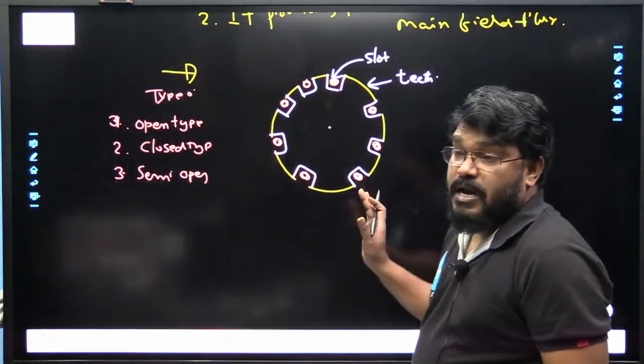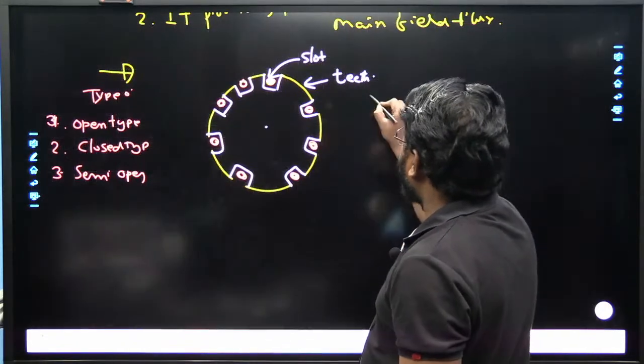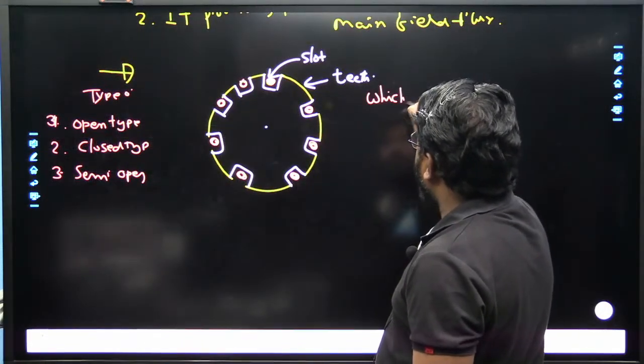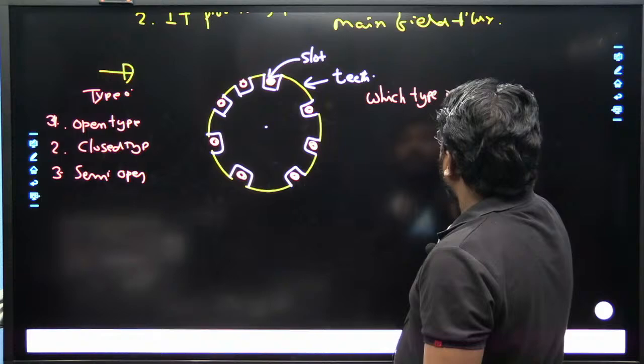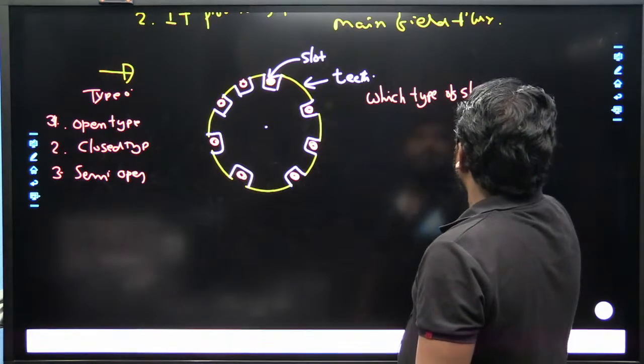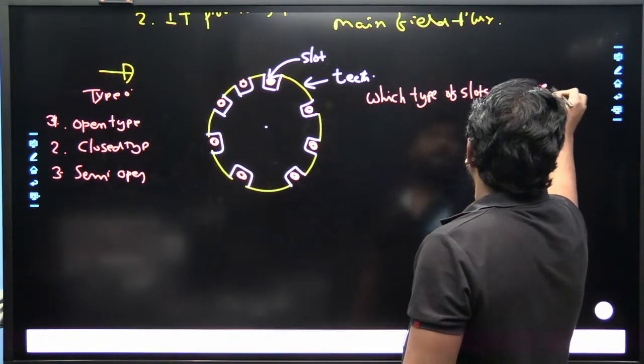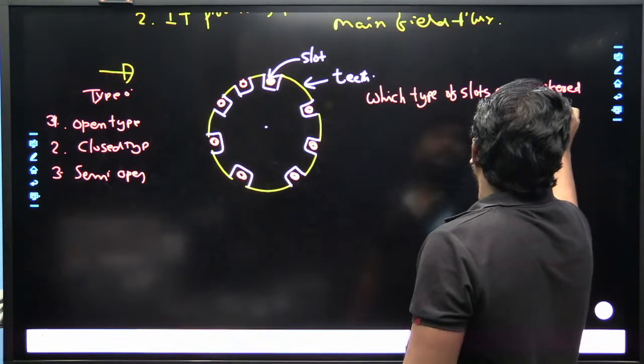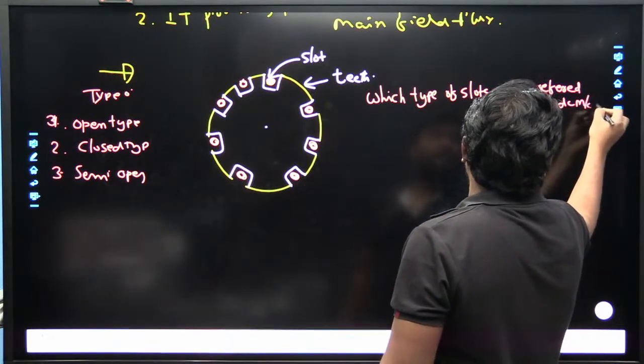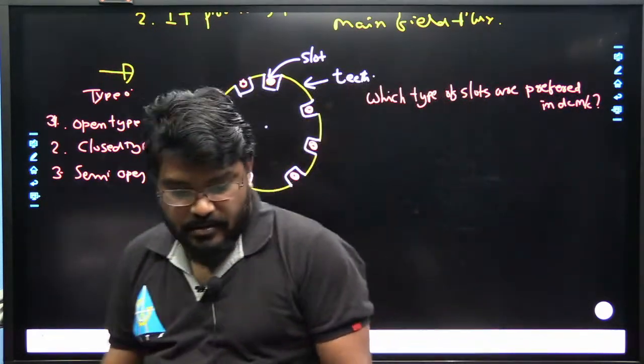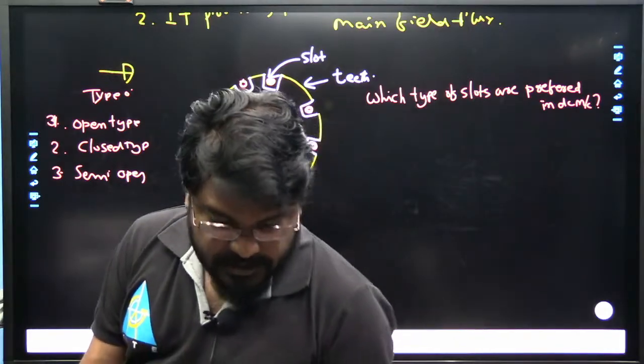Which type of slots are prepared? There is a question here. Which type of slots are prepared in the DC machine? Now tell me, which type of slots are prepared in the DC machine?